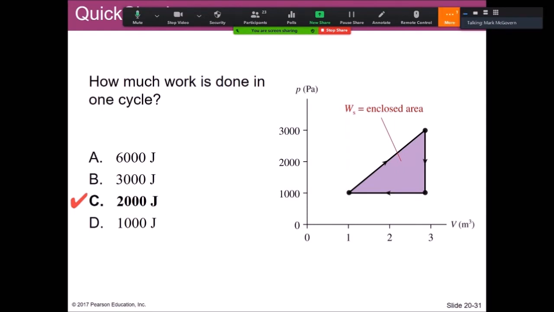Anyway, so either it's an area of a triangle, right? 1/2 base times height. What's our base? 2. So 1/2 of 2 is 1. What's our height? 2,000. Right. So we got C. Why did you all say B?